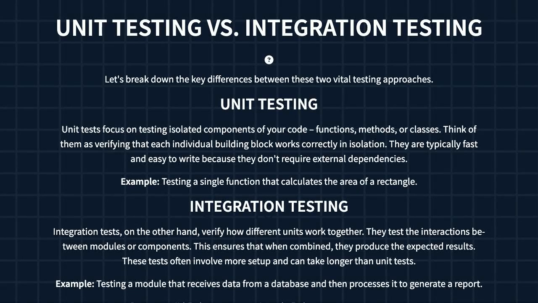Okay, let's talk about the difference between unit and integration testing. Unit tests are like checking each tiny part of your code, individual functions or methods, to make sure they work perfectly on their own. They're quick and easy to write because they don't depend on anything else. Now, integration tests go a step further. They test how those little pieces actually work together. So, you're verifying that when you combine them, the overall system does what it's supposed to do. Think of it like building with Lego bricks. Unit tests make sure each brick is good, and integration tests ensure they fit well together to build something bigger.